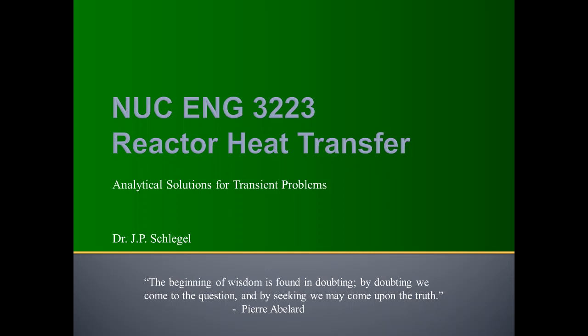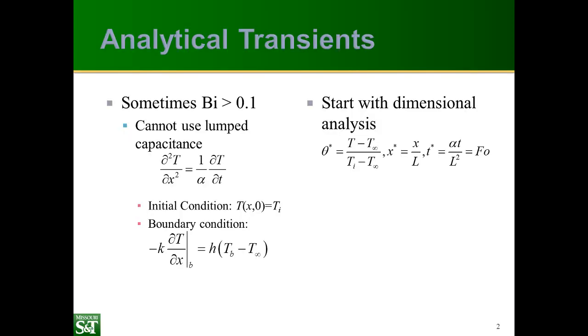At this stage, we're going to start looking at analytical solutions for transient problems where you have to worry about time-dependent behavior. In our initial discussion of analytical transients, we assumed that the Biot number was small, less than 0.1, and we could neglect the temperature gradients. And this gave us lumped capacitance. However, in many cases, the Biot number is greater than 1, and then we can't use lumped capacitance anymore.